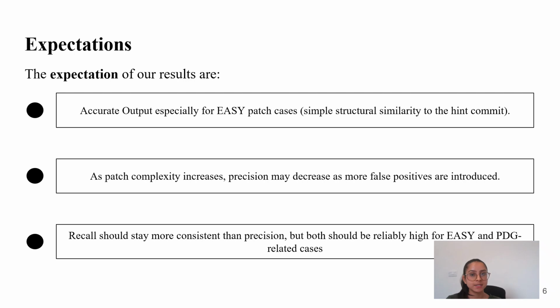So the expectations of our results are that we expect to have accurate output for easy patch cases, which are defined by their simple structural similarity to the hint commit. And as patch complexity increases, we expect that precision may decrease as more false positives are introduced, and recall should stay more consistent than precision, but we expect that both should be reliably high for easy and PDG related cases.